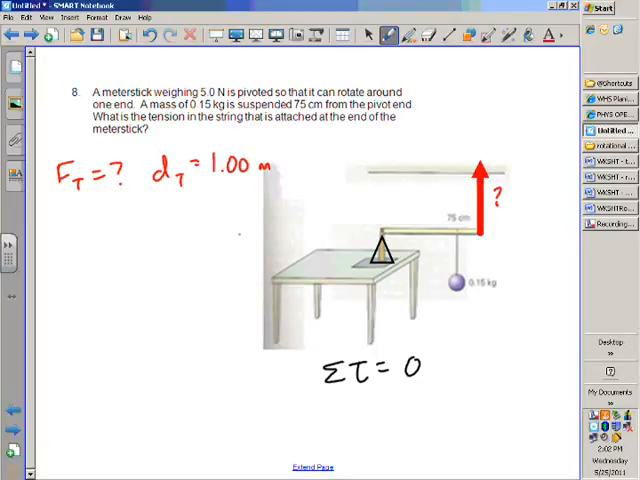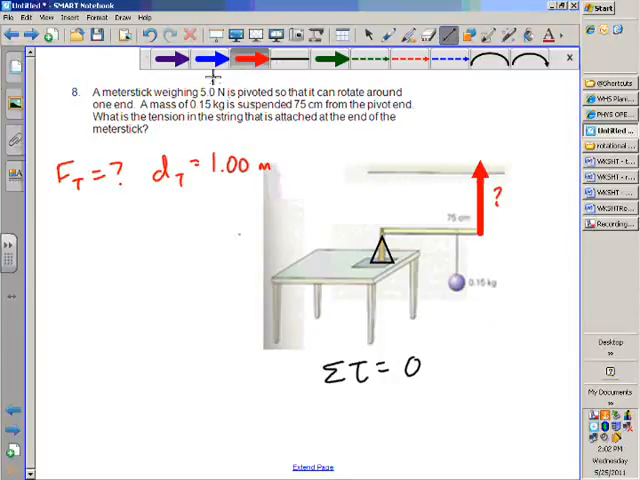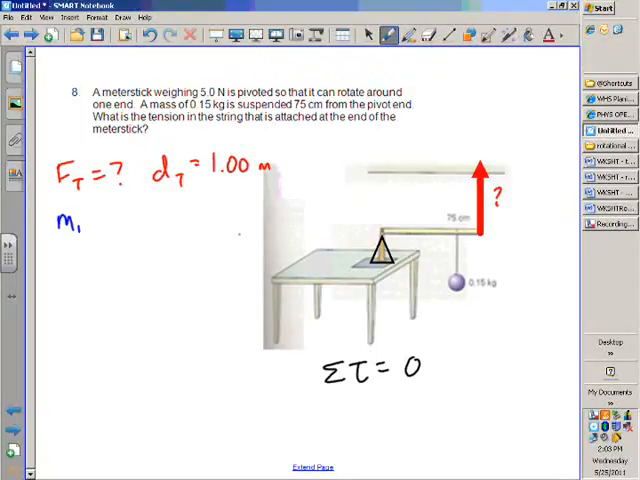Okay, so we got that, right? And then we have this ball hanging off of the string. So what does it tell us about the ball? Mass is 0.15. And it's 75 centimeters away from the pivot. So then this distance is going to be what? 0.75. Good.